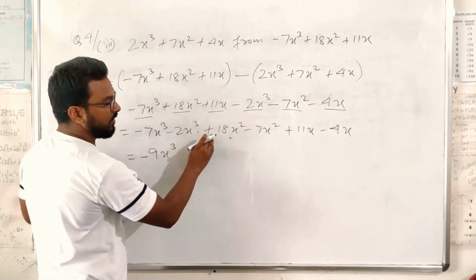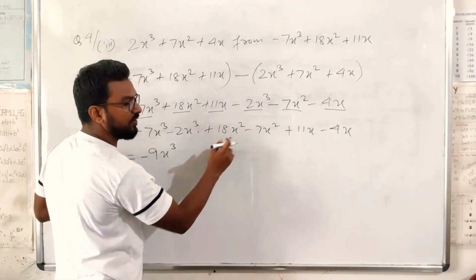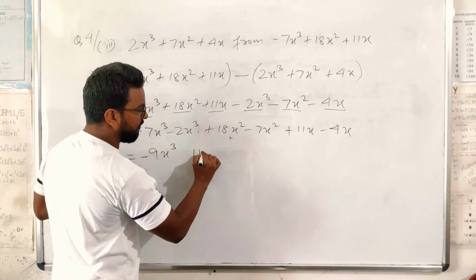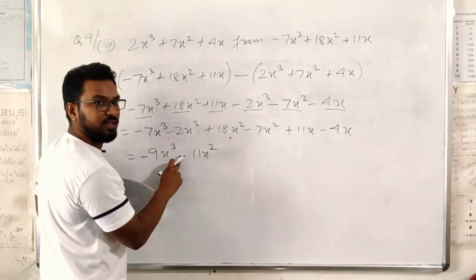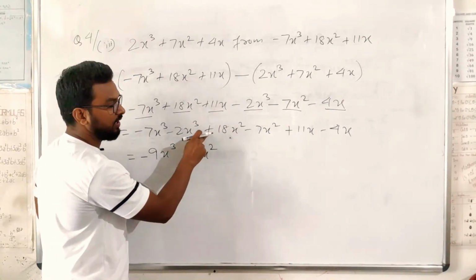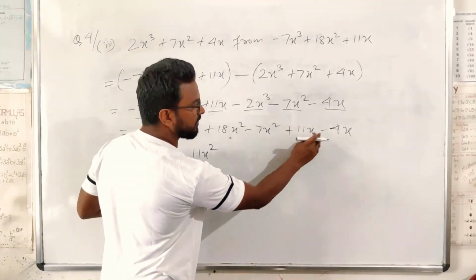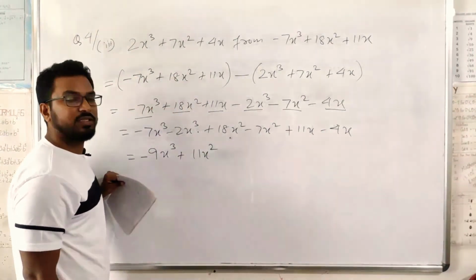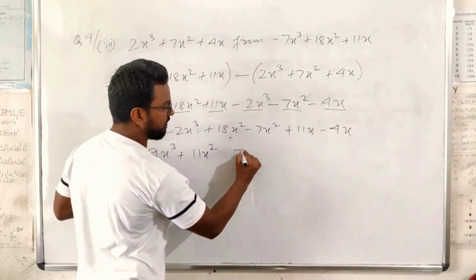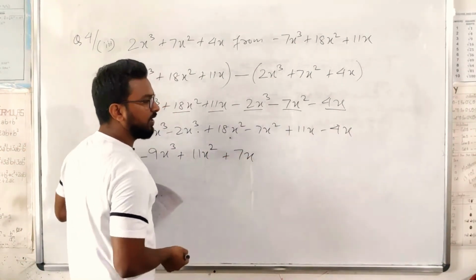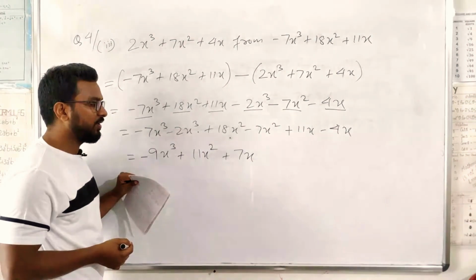Now plus minus minus, 18 minus 7 is 11x square. What will be the sign? Greater number is 18, and the sign is plus. Similarly here, plus minus minus, 11 minus 4 is 7x. Greater sign will be plus. So this will be our answer.